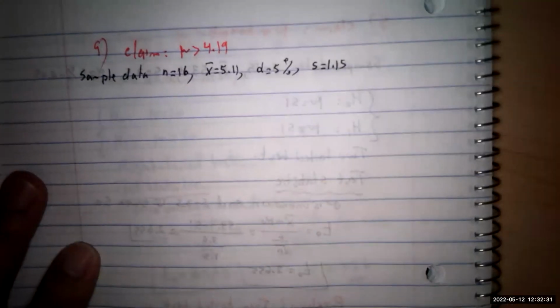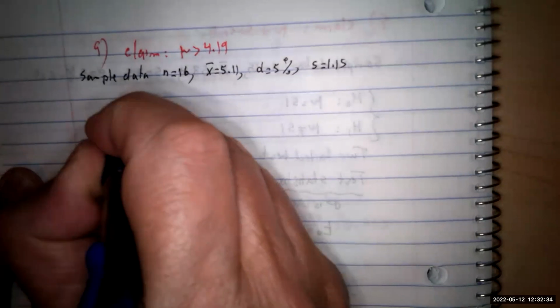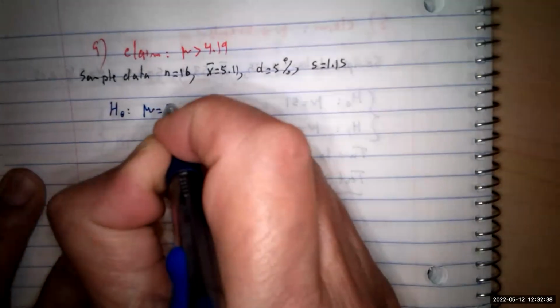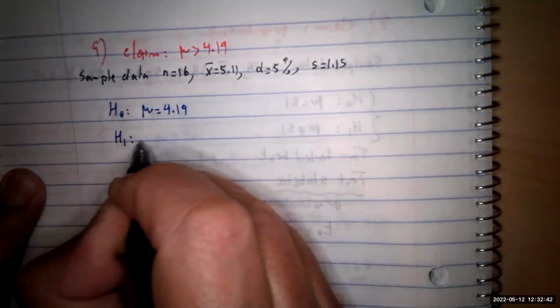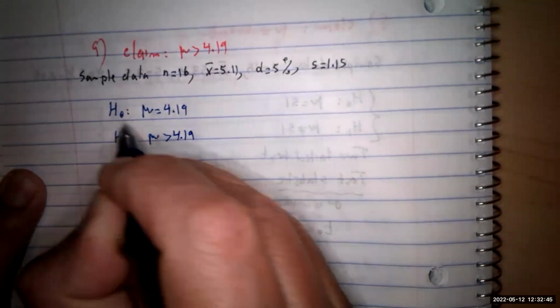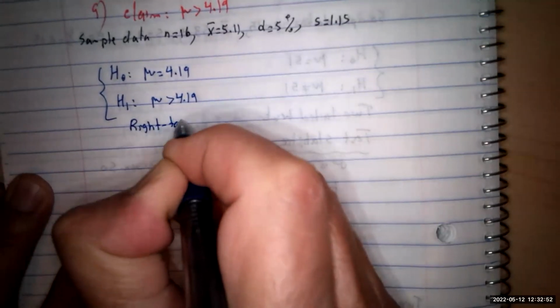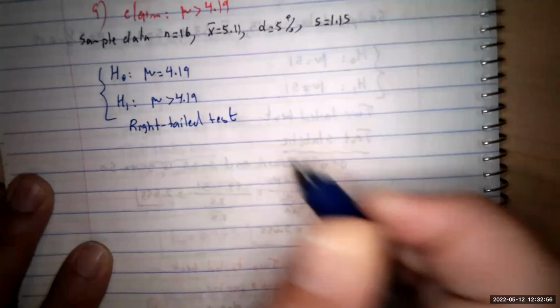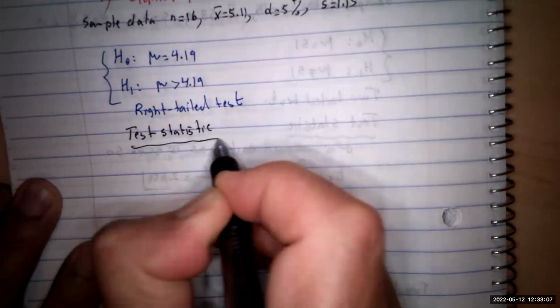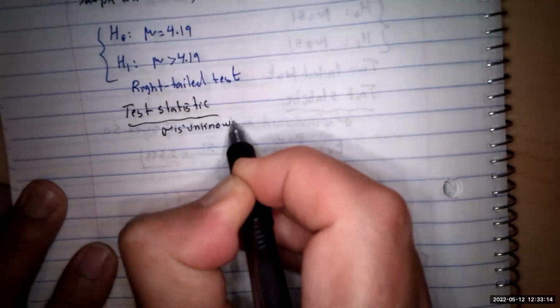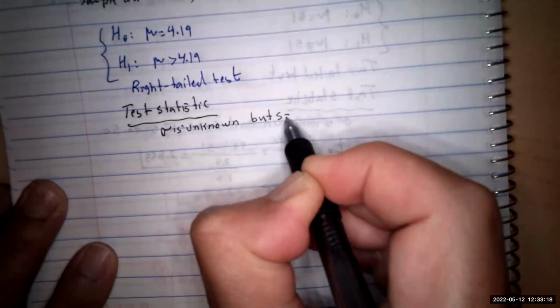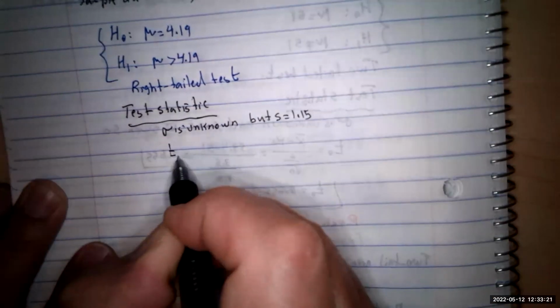Okay, you set up your test. So the H naught is that mu is equal to 4.19. H1 is that mu is greater than 4.19. It's a right tail test. So the test statistic is going to be a T test statistic. Sigma is unknown, but S is given. It's 1.15. So you have to use the T naught.